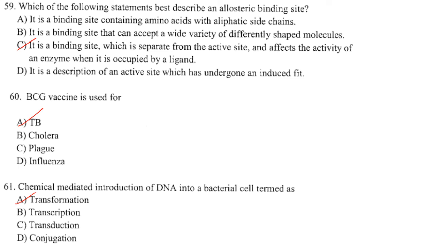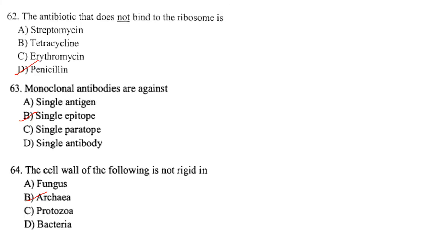Then next one. BCG vaccine is used for tuberculosis. Answer is option A, that is TB. Then, chemical mediated introduction of DNA into a bacterial cell is termed as, transformation. Answer is option A. The antibiotic that does not bind to the ribosome is, so it is penicillin that does not bind to the ribosome.